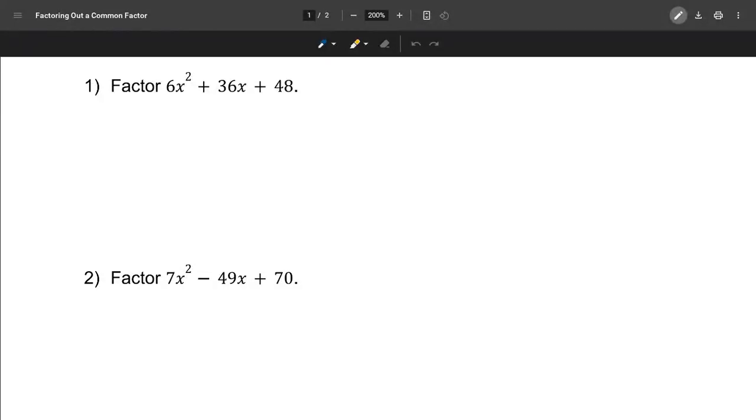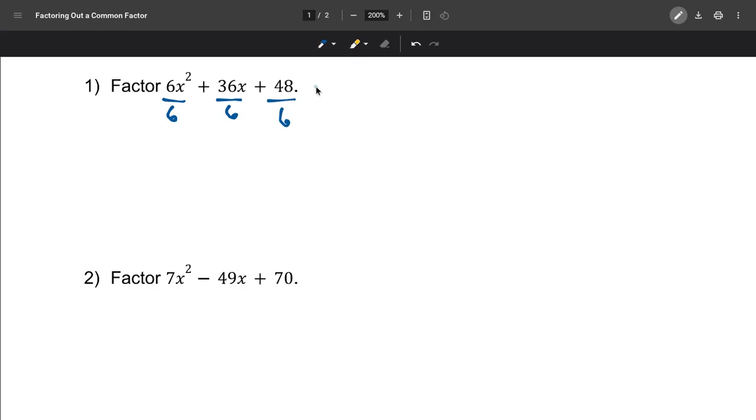In this video we are going to factor out a common factor. So let's get started. This first one, if we look at it, we've got 6x squared plus 36x plus 48. All of these numbers are divisible by 6. So that means I can divide each one by 6.